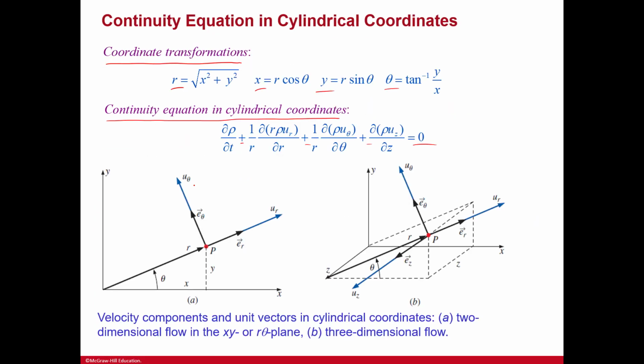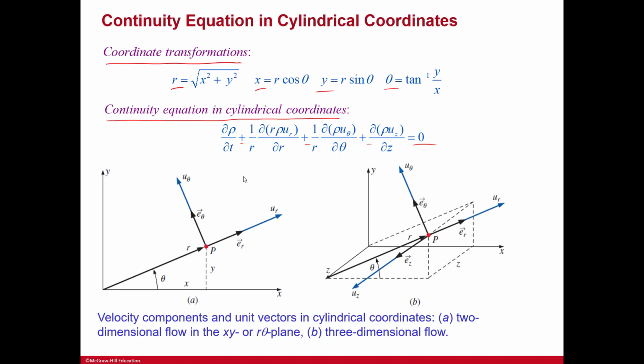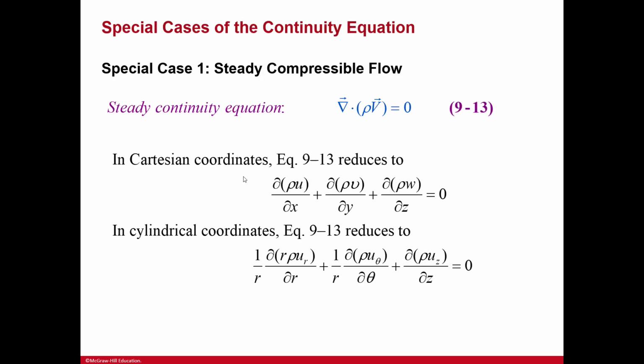And then you can see them outlined here on the XY axis. So A is the two-dimensional flow just on an XY plane or an R theta plane. And then B, you can see that in a three-dimensional flow.